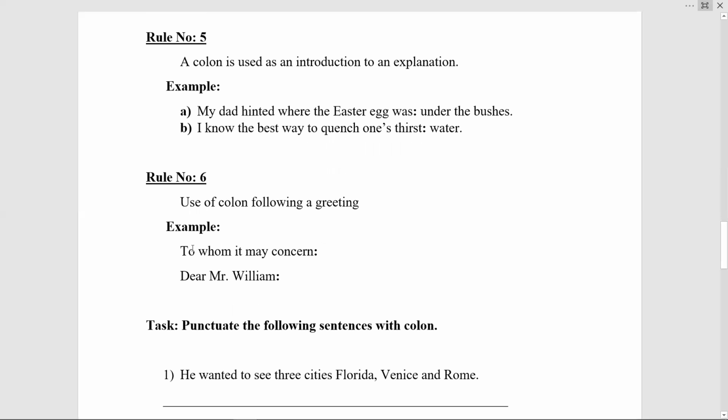Here's the last rule: use a colon following a greeting. In every business letter, after writing the greeting, a colon is put. For example, To whom it may concern: after writing this greeting, the writer has put a colon. Here's another example: Dear Mr. William: after greeting him, the writer has put a colon. I hope I have been successful in making you comprehend the concept of colon.